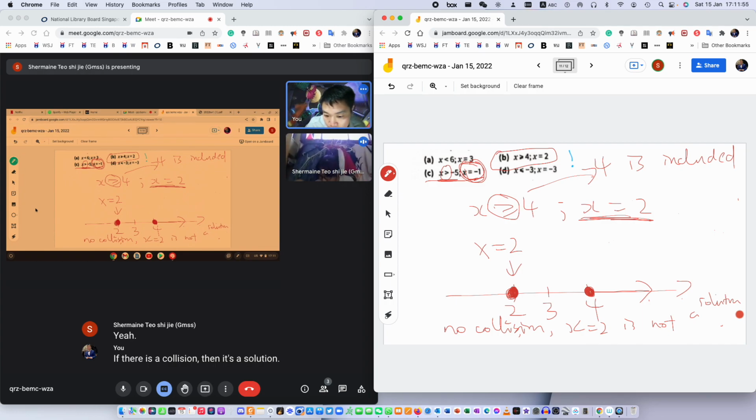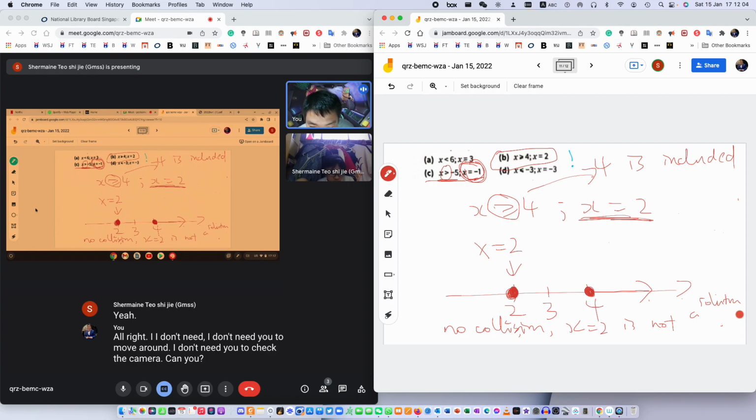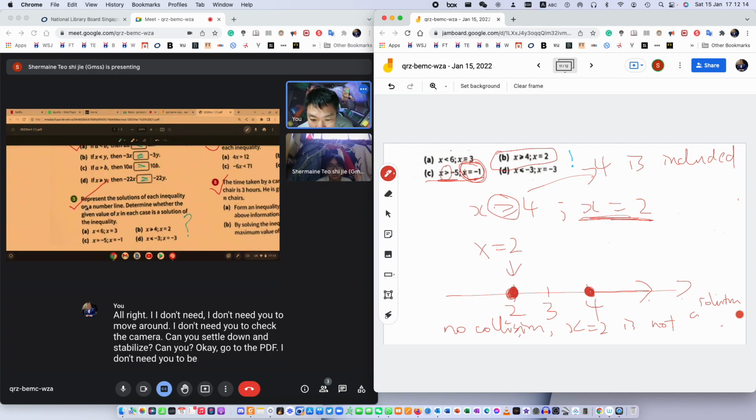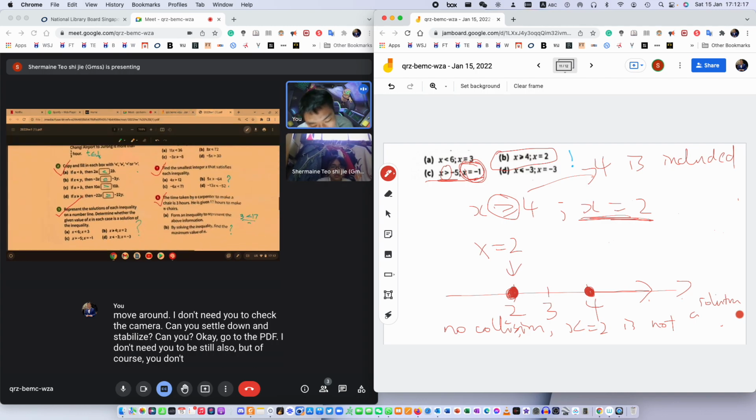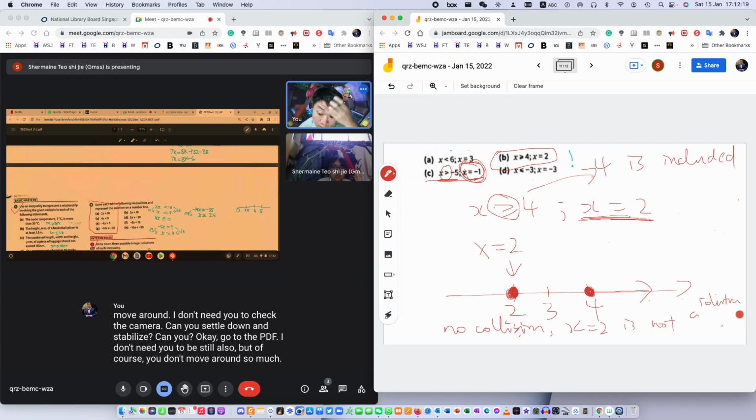Alright, I don't need you to move around. I don't need you to shake the camera. Can you settle down and stabilize? Okay, go to the PDF. I don't need you to be still also, but of course you don't move around so much.